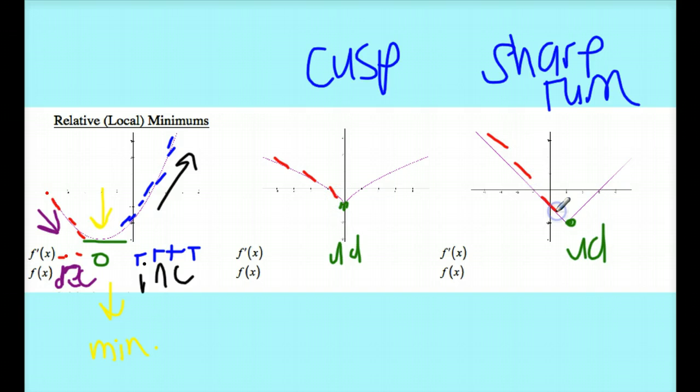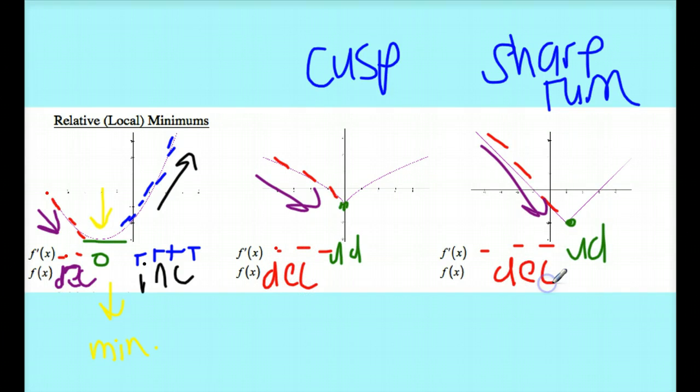And on this side, my slopes are going downwards. Same thing on this side. So if I have a downward slope, that means my values are decreasing. And that means these have negative values over here. Negative. And I'll say decreasing right here and decreasing right here.